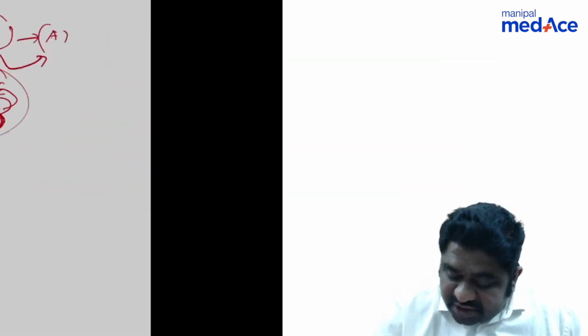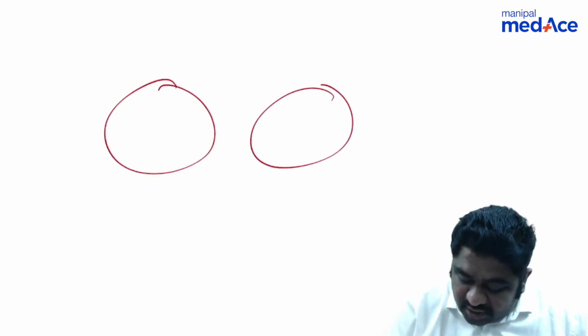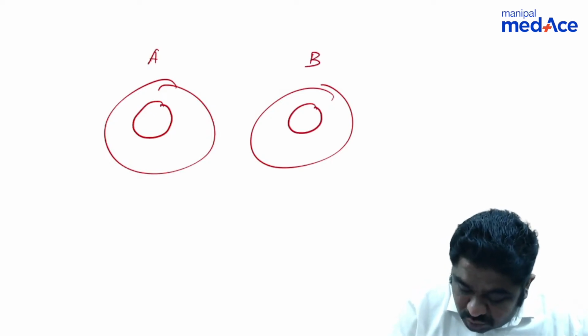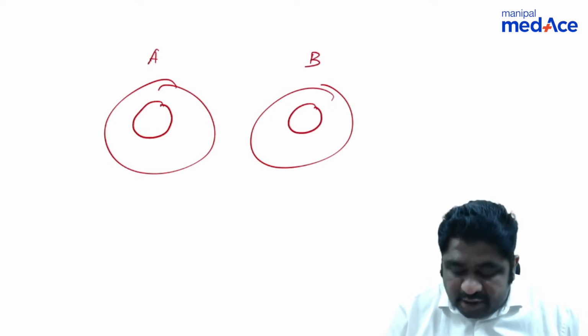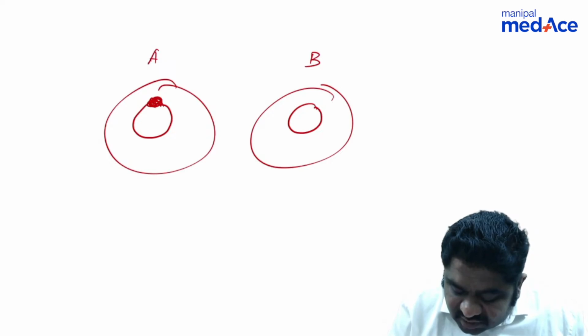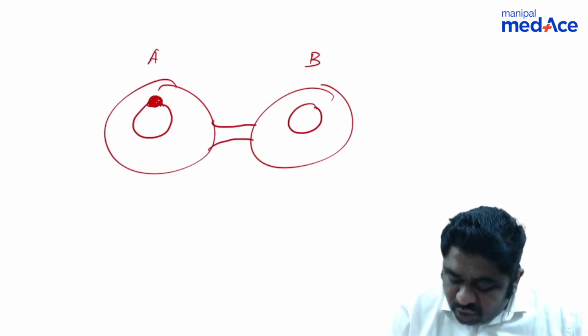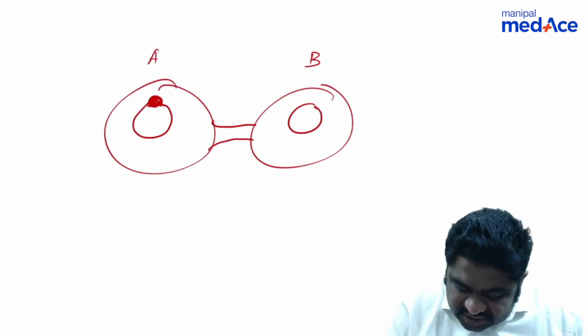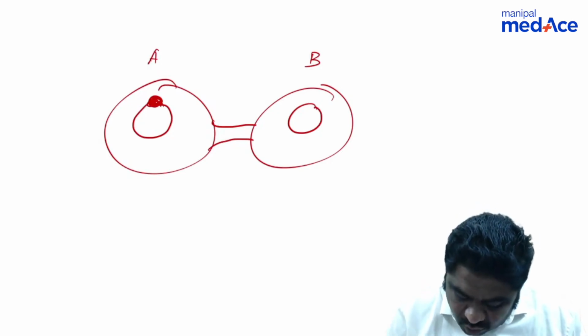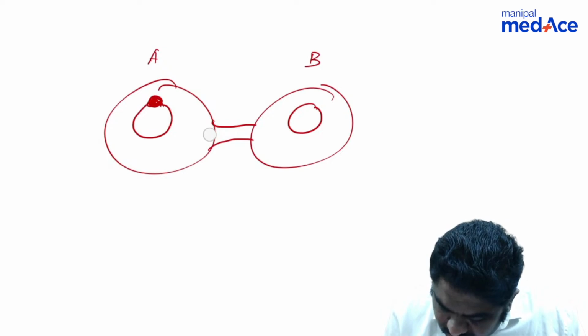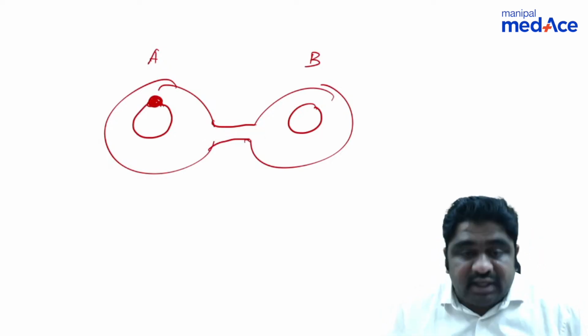Now, what is conjugation? This is organism A, organism B. Organism A has its own chromosome, organism B has its own chromosome. But when A and B come together, if A has the drug resistance gene, A will start extending its pilus towards organism B. Once the extension happens, you will notice that between A and B, a small tunnel is formed.